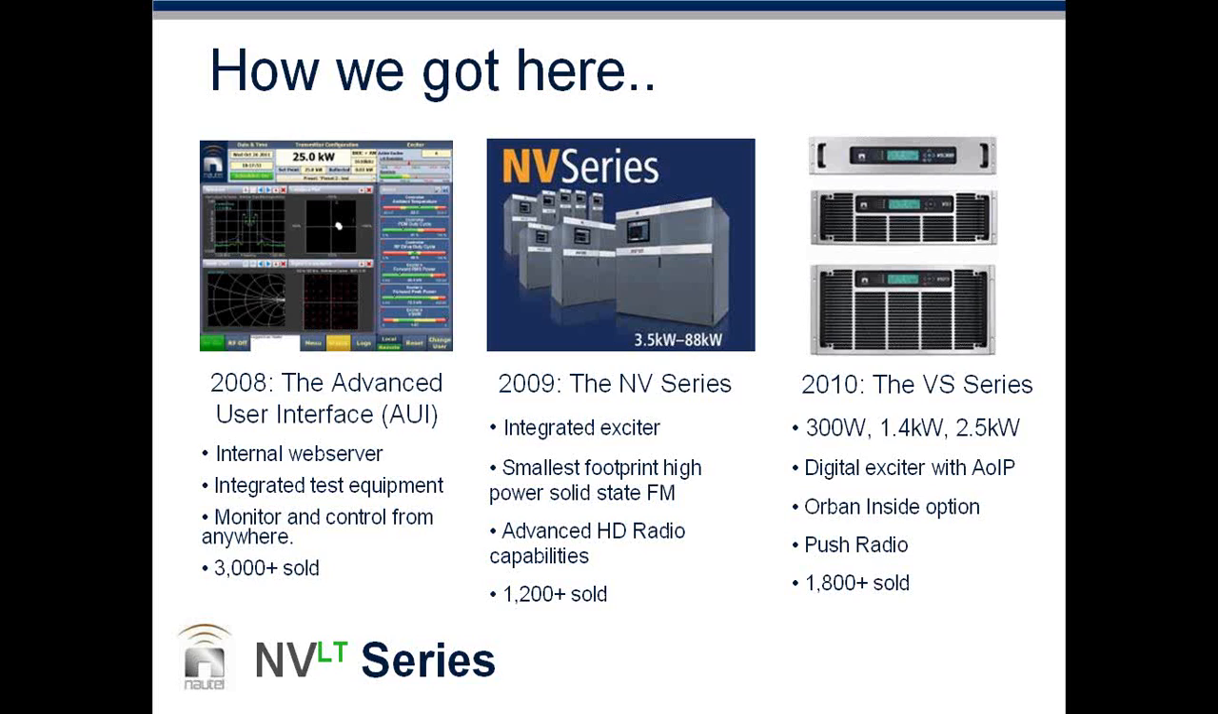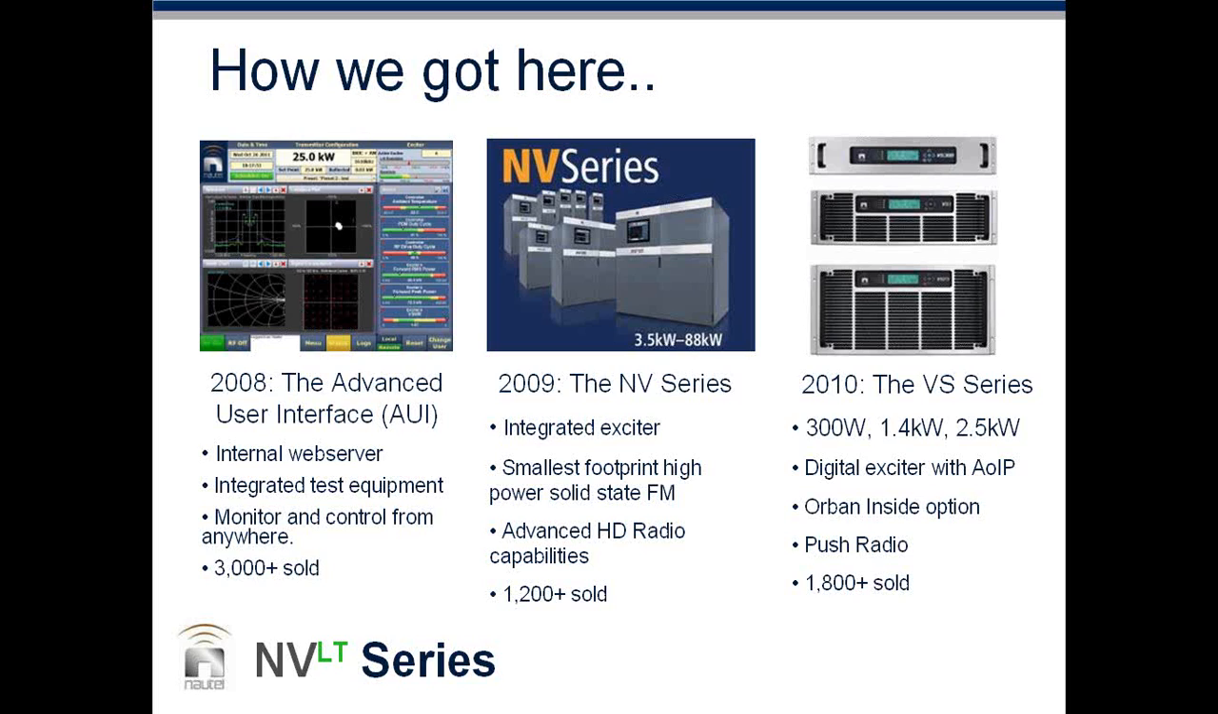It's also a combination of the technology that we developed in the NV series, which was the most advanced solid-state FM transmitter we'd ever developed. It included an integrated exciter, the smallest footprint, high-power solid-state FM. I should mention this, John White would be very upset with me if I don't mention this. There'd be 3,000 transmitters out there utilizing the AUI. Of those, 1,200 of them are NV series. And a lot of those are very high power transmitters. Over 300 of those NV transmitters are replacing tube-type transmitters. Literally millions of dollars worth of tube-type transmitters have been replaced with the NV series.